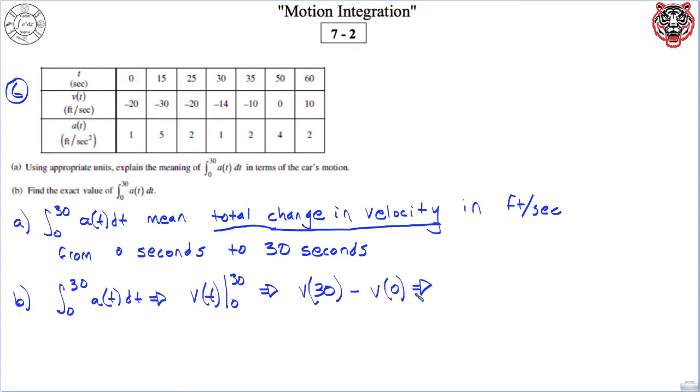Alright, now let's actually do the math. Well, there's not really math, but what happens at time equals 30? At time equals 30, what is velocity? V, not A. So velocity at 30 is negative 14. So negative 14 goes here. I'm going to subtract V of 0, that's negative 20, negative 20. Negatives kiss and turn into a positive, and that's going to be 6. Don't forget our units. Velocity is always in feet per second.